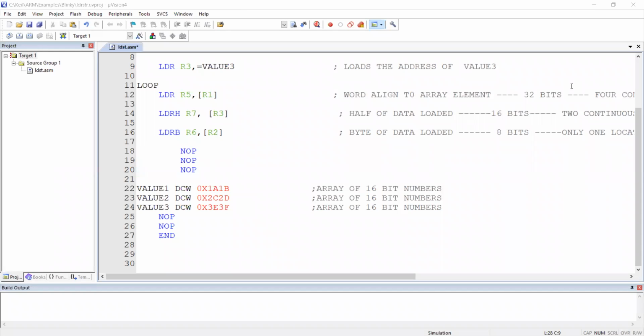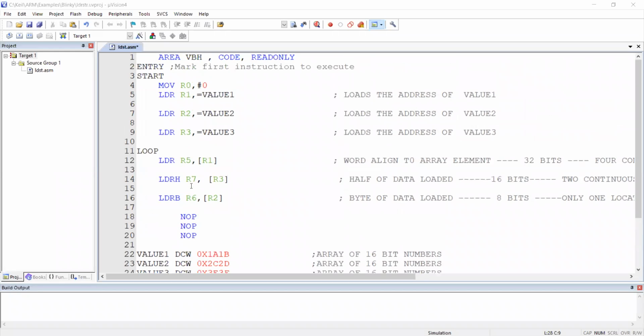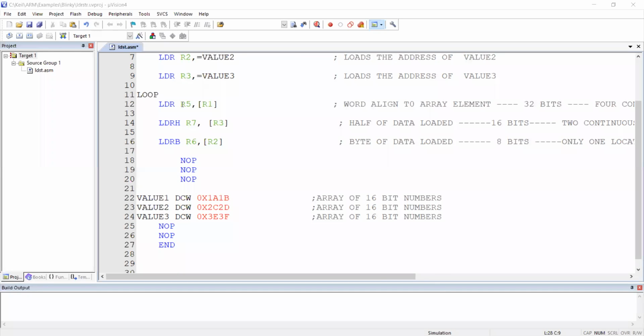Now, I took three variables, value 1, value 2, value 3. I don't know where they are stored in the memory. Somewhere they will be stored. My target is to have those values in R5, R7 and R6. Another option I have is to write MOV R5, 0x1A1B. But I don't want to work without using a pointer. I want to understand how the pointer works.